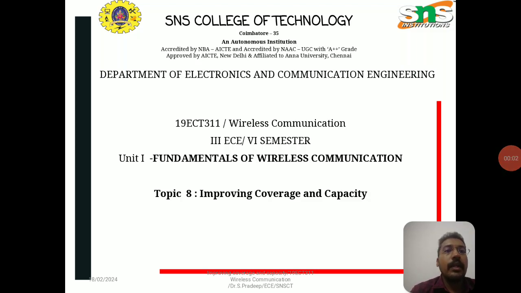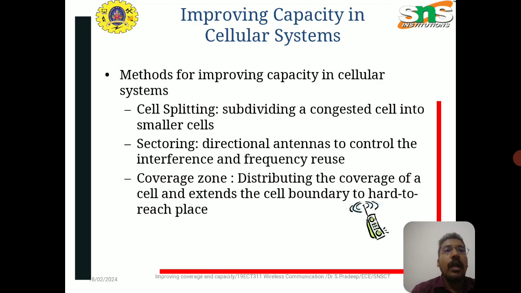Hi, in Fundamentals of Wireless Communication, today we are going to see about improving coverage and capacity in cellular network. In improving capacity in cellular systems, three methods are used.